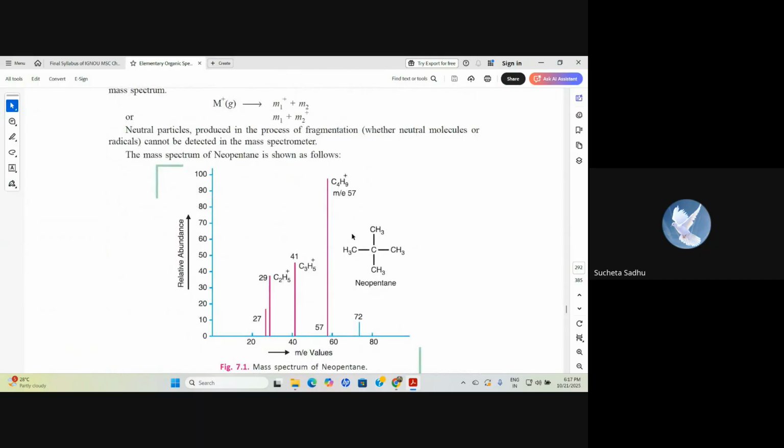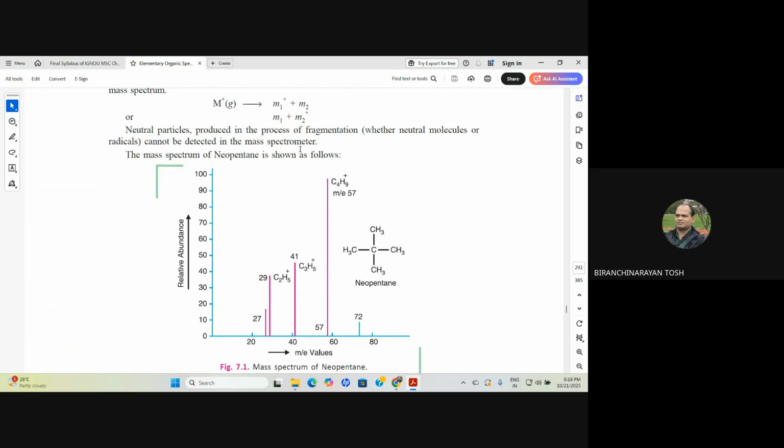As we were explaining, this 72 is what we are getting for neopentane. So whenever we analyze neopentane, at 72 will this base peak always come, or is there any variability? No, no, no. This is the parent peak.